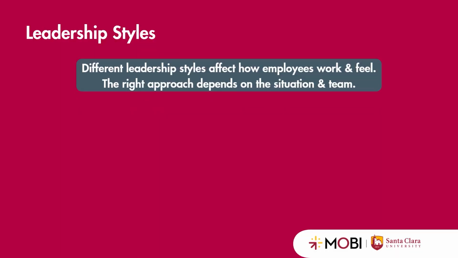Different leadership styles affect how employees work and feel. The right approach depends on the situation and team. Here are the 4 most common types of leadership. Authoritarian, or top-down. The leader makes all the decisions and expects employees to follow orders. This style can work in emergencies, but may lower motivation over time.